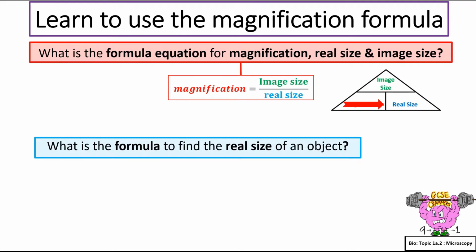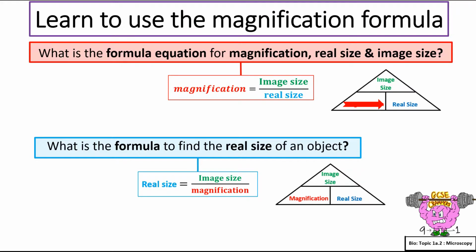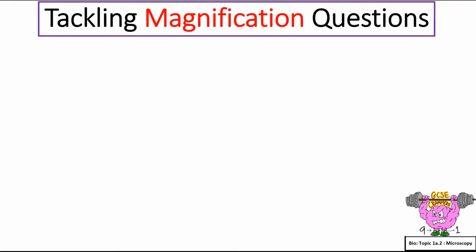What is the formula to find the real size of an object? Real size equals image size divided by magnification. If you are using the equation triangle, cover real size, as it is the one you need to find, and use the formula image size divided by magnification. Take time to learn this equation. It's important to remember. Tackling magnification questions. Remember, when tackling any magnification question, draw the magnification equation triangle out to help you.